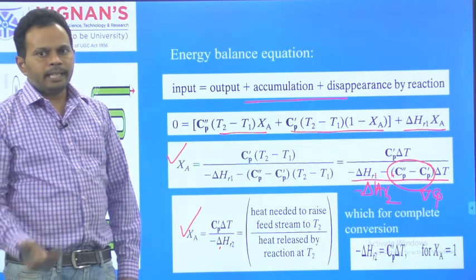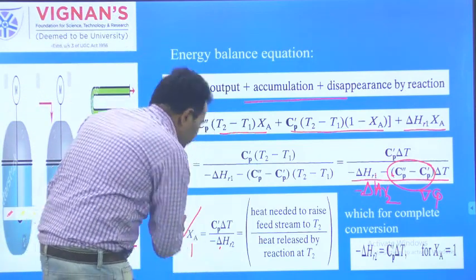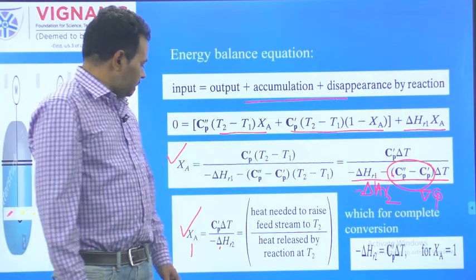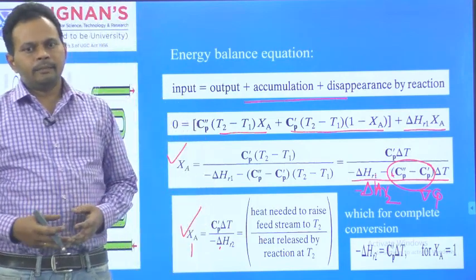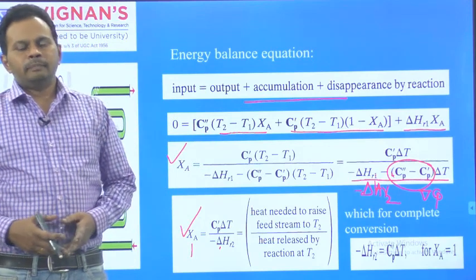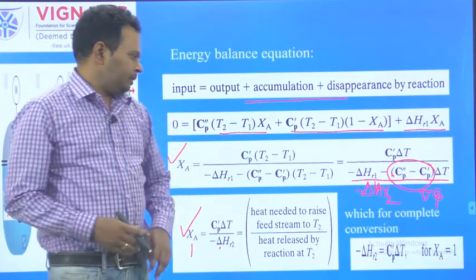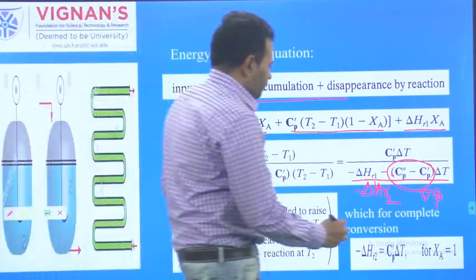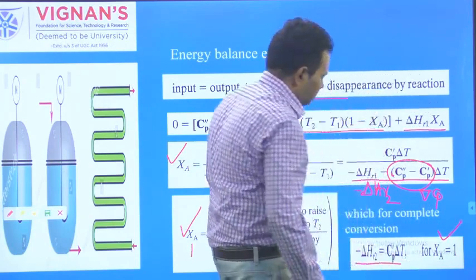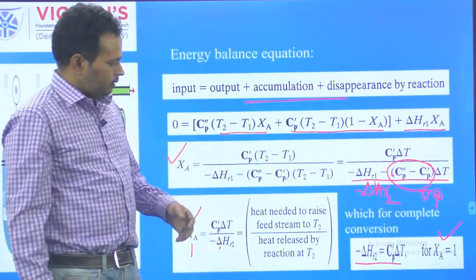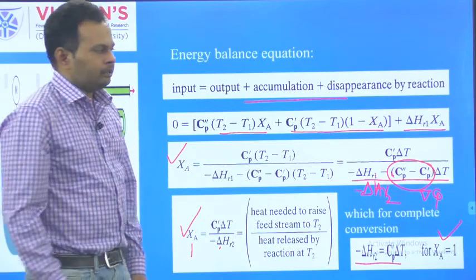Sometimes when you take XA equal to 1, both become the same. When you put 1 in place of XA, minus del HR2 equals Cp dash into delta T. That means the heat released by the reaction itself is enough to raise the temperature of the reactants to T2. This is the case when XA is equal to 1, that means complete conversion is possible. The heat the reaction releases is enough to raise the temperature of the reactants to T2.